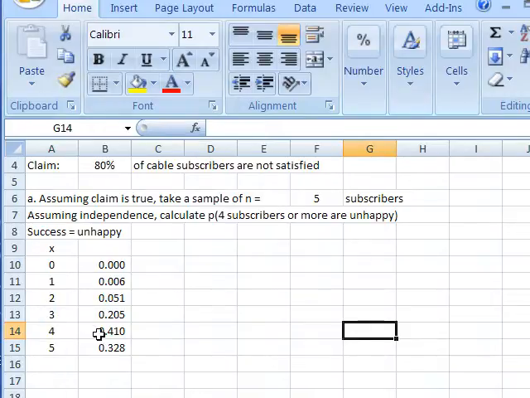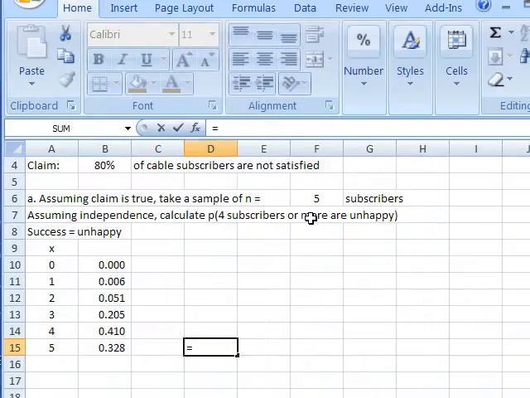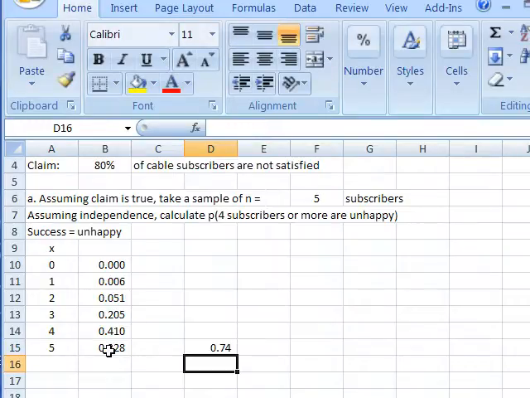The question is, what is the probability that 4 or more subscribers are going to be dissatisfied? Well, 4 or 5 means add those 2 together. Remember, they're independent. So it equals that one plus that one, or 74%. So if 80% of the people are dissatisfied, then the chances of taking a survey of 5 and getting 4 or 5 people who are dissatisfied is 74%. Not very high at all.